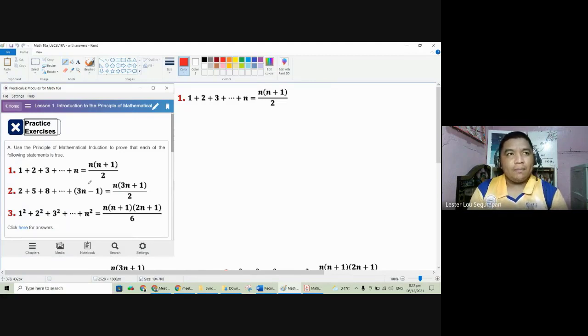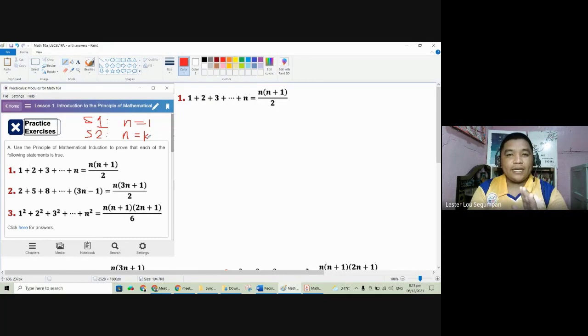Many references could actually say there are only two steps. Others could also say there are three steps, but generally they are just the same. When I talk about the principle of mathematical induction, step one should be in showing whether the given identity is still true when n is equal to 1. We are going to assume that n is equal to 1 and see whether the identity will still hold as true. The second step is to assume that for n equals k, the statement is still true.